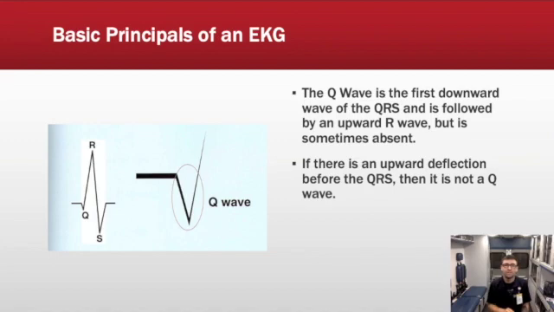The Q wave is the first downward wave of the QRS and is followed by an upward R wave that is sometimes absent. So sometimes you're not going to see a Q wave. Sometimes you're just going to see an RS-T. Okay, so again, P is atrial depolarization. Then you have QRS. And again, the Q wave is the first downward wave of the QRS complex.